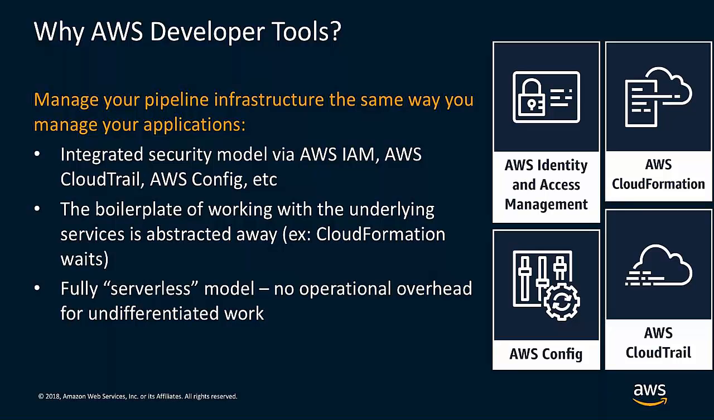That gives us the integrated security model. IAM, you're going to control your pipeline access the same way you're controlling access to your applications. You can audit through CloudTrail just as you can with your app. AWS Config is going to give you some insights there. Not to mention, when you work with the AWS Developer Tools together, the boilerplate of working with the underlying services is abstracted away. I have CloudFormation waits here as an example.